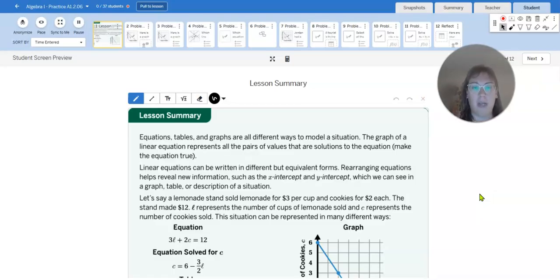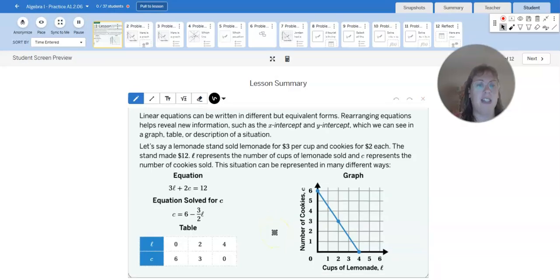Linear equations can be written in different but equivalent forms. You can rearrange equations to help reveal new information like the x-intercept and the y-intercept, which we can see in a graph, a table, or a description of a situation.